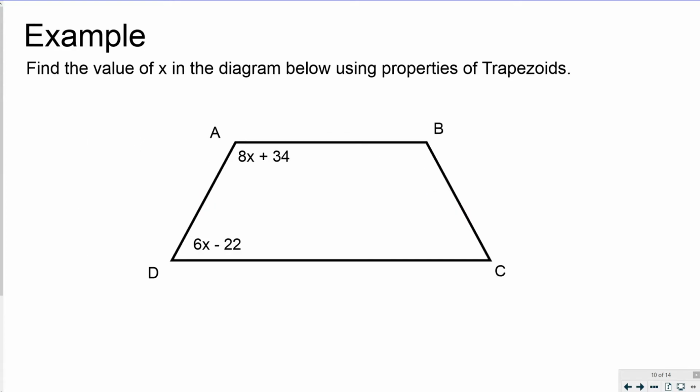Okay, find the value of x in the diagram below using properties of trapezoids. There are no markings on this trapezoid, so the only property that I know, so there's no marks, so I only have the first property here.